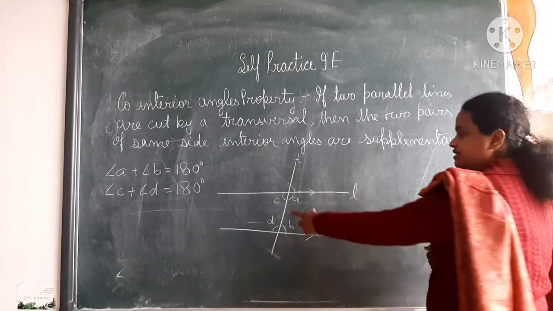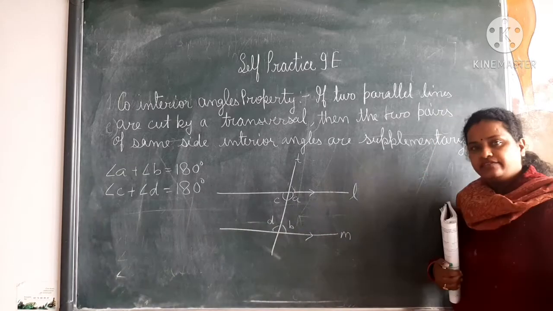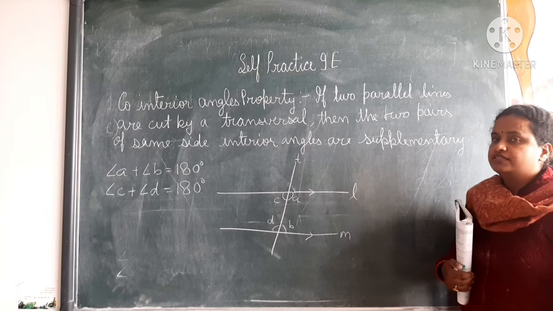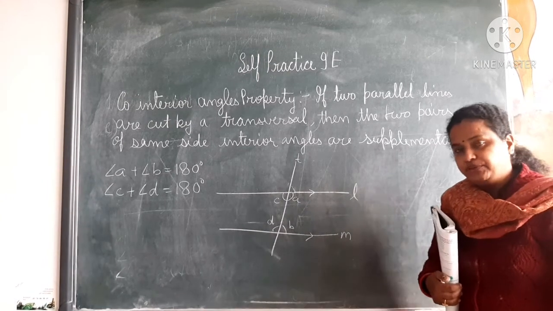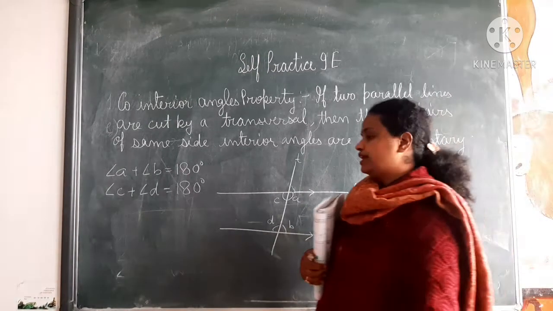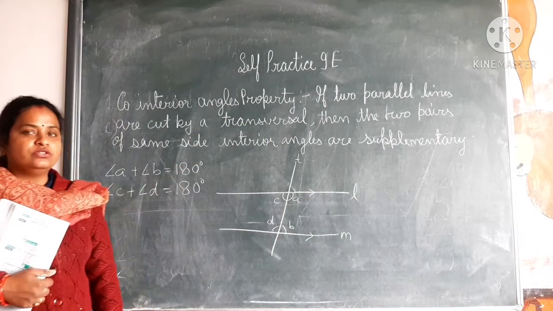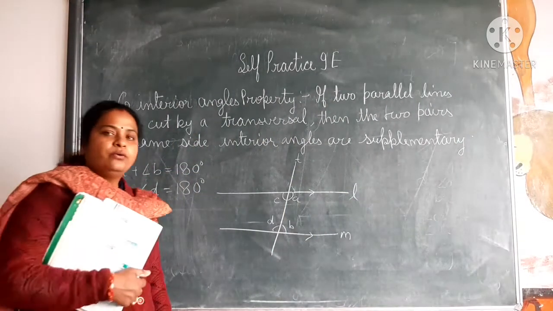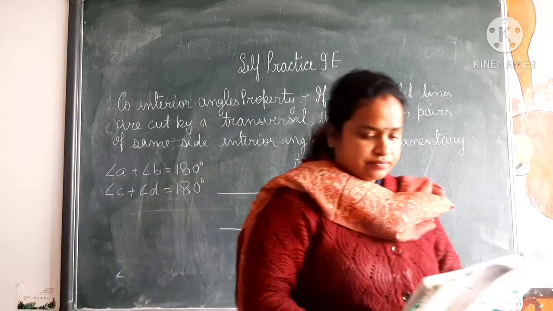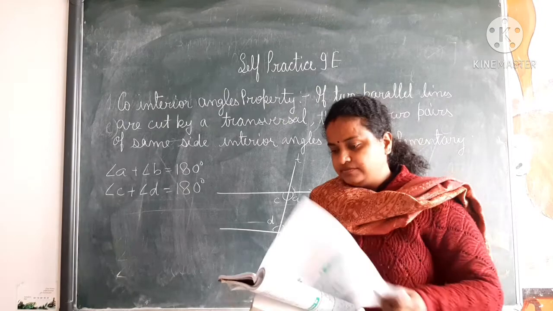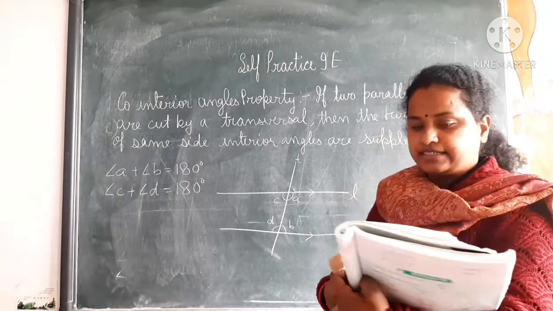Same way C and D, both are inside the lines, so their sum will be equal to angle C plus angle D equal to 180 degree. The angle A plus angle B is equal to angle C plus angle D, so their sum will also be equal to 180 degree. Now next, come to self practice 9e.